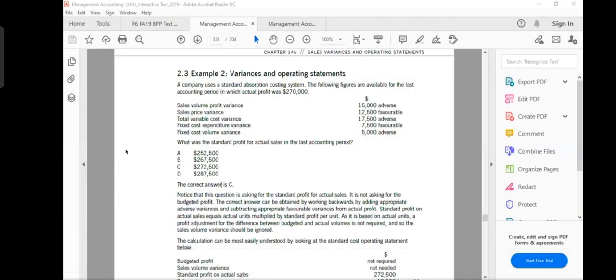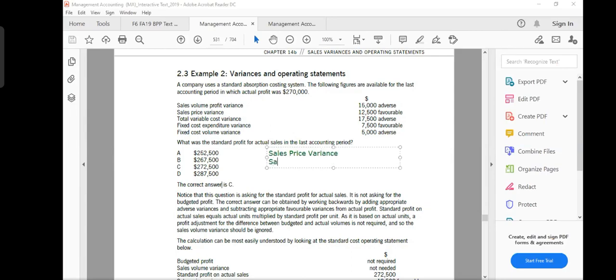Okay, in this extra session, we are going to discuss a little bit about variances and the operating statements. But before that, sometimes I hear comments from some students, not only from you, but from others as well, who have been talking about the sales variances. So let me first make the point clear that you have one which is called sales price variance.